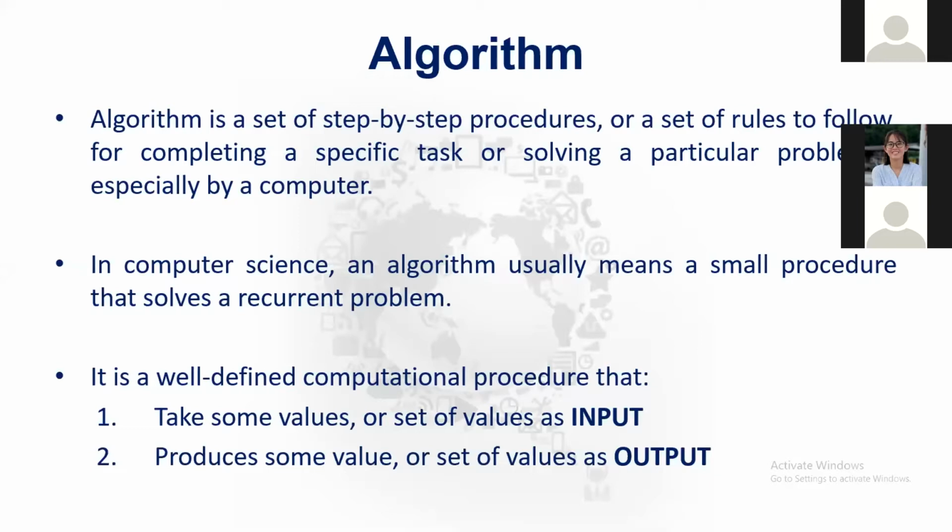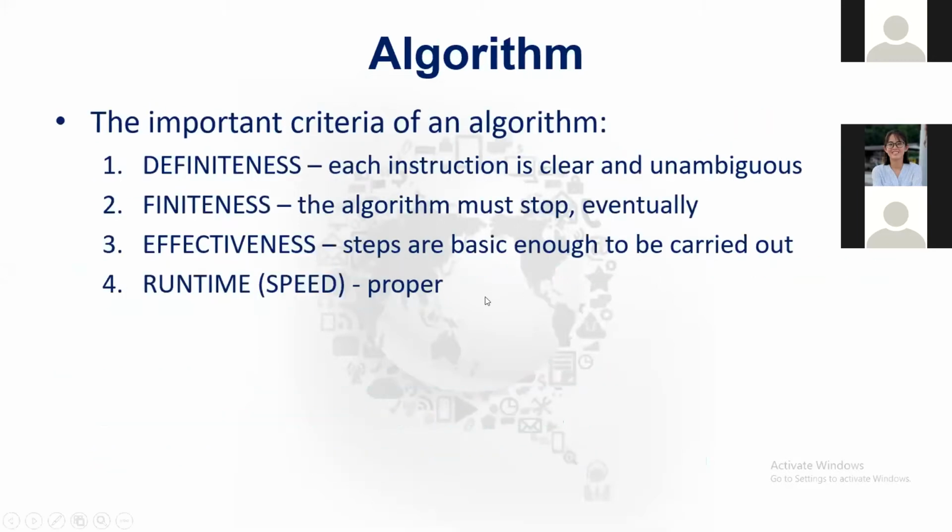Then it will give you some output. So what is the output? After you log in, all the posts that are related to you are going to pop up, right? So these are the outputs that are given to you. Okay, so next, to have an algorithm, what are the important criteria?